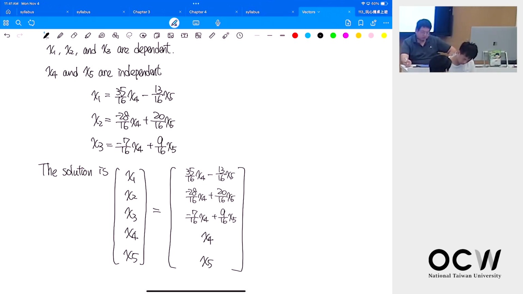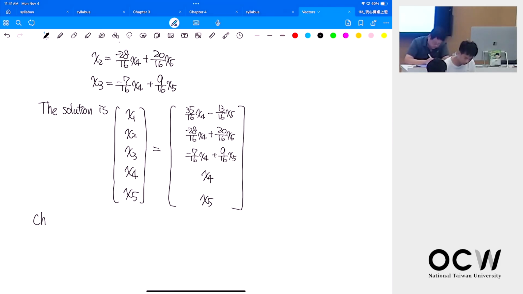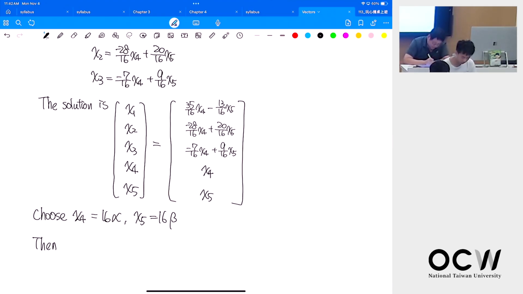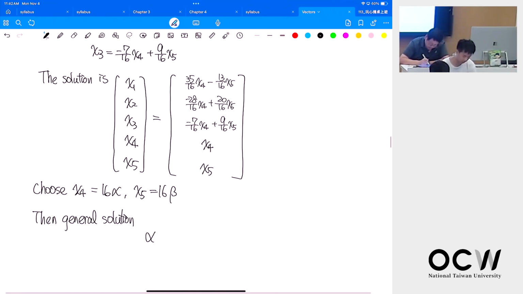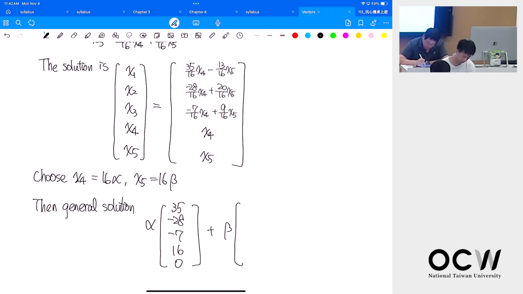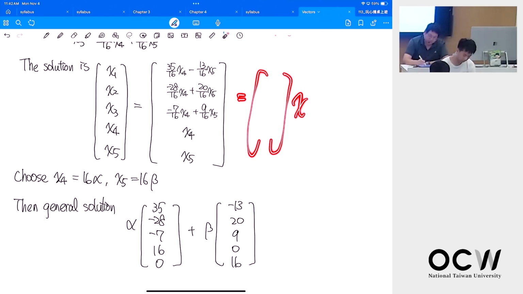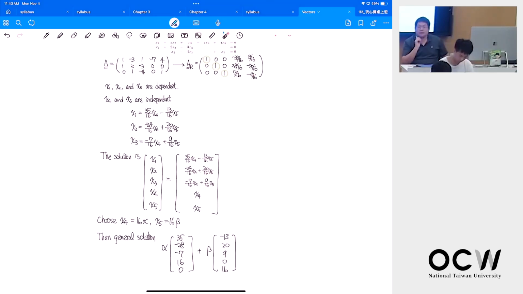Now we can choose x4 and x5. Choose x4 as 16 alpha, x5 as 16 beta. Then your general solution is alpha times (35, 28, minus 7, 16, 0), plus beta times (minus 13, 20, 9, and I don't have an x4, so 0, 16). So you can also write this as x4 times something plus x5 times something. Okay. Any questions for this one?